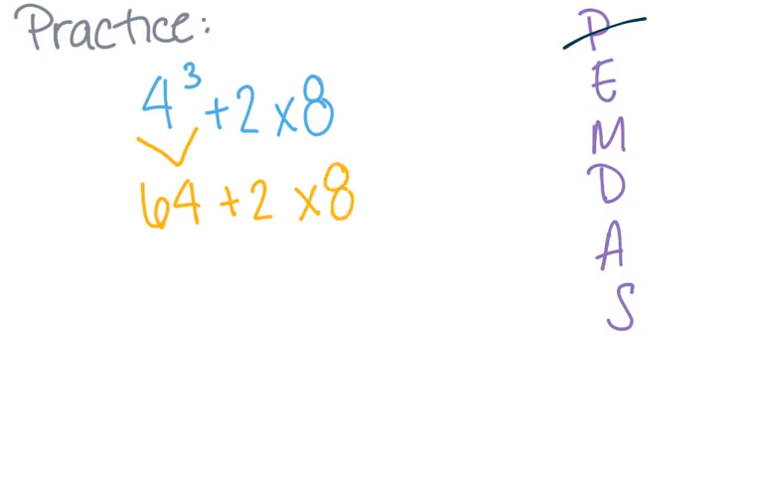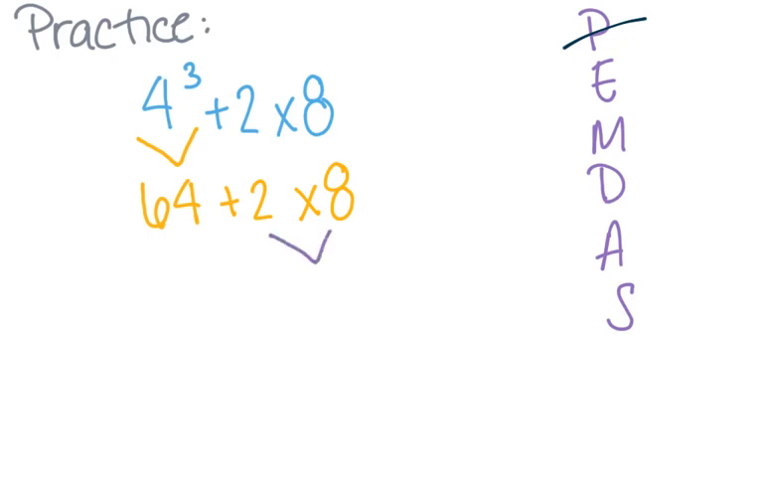So now we're left with an expression that has addition and multiplication. We look at our order of operations and see that M comes next. M stands for multiplication. So we're going to do 2 times 8 next.